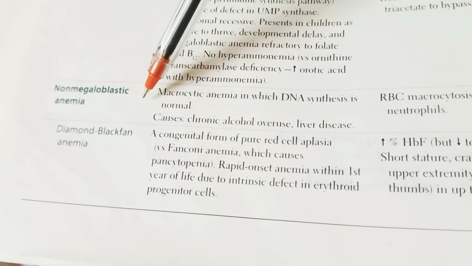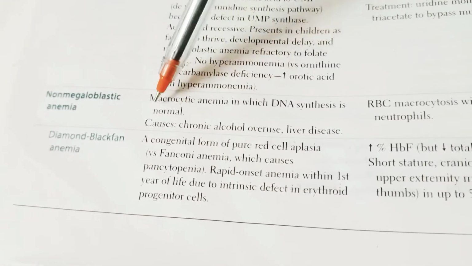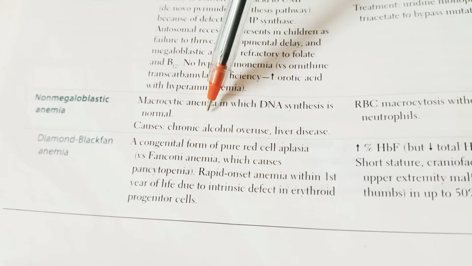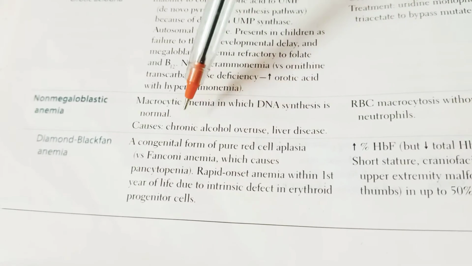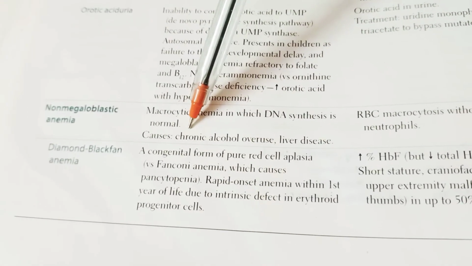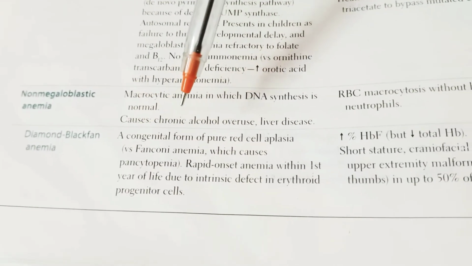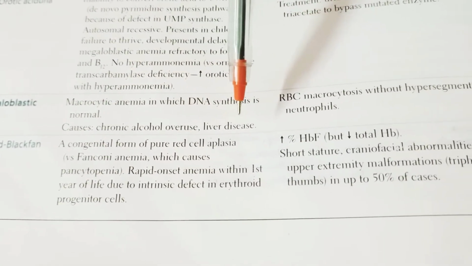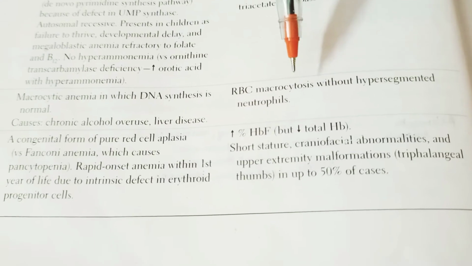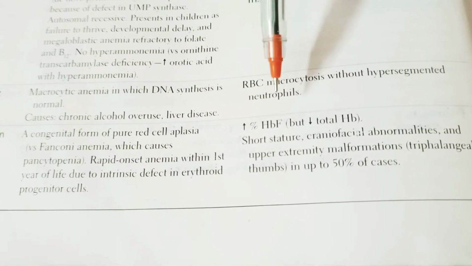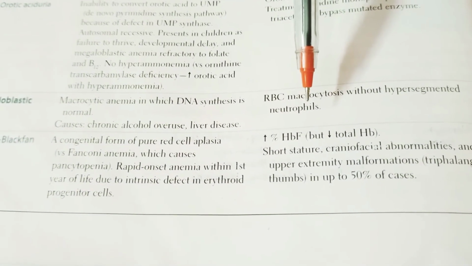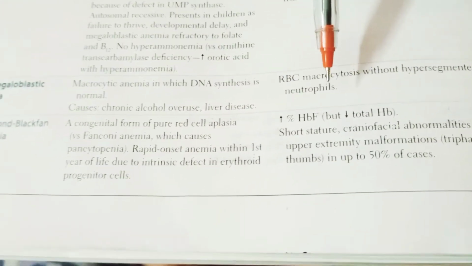Now coming to non-megaloblastic anemia. Here also there is macrocytic anemia, that is, the MCV is greater than 100. In this the DNA synthesis is normal. If you remember, in megaloblastic anemia the DNA synthesis is abnormal. Here the causes are chronic alcohol overuse and liver disease, and there is RBC macrocytosis without any hypersegmented neutrophils. If you remember, in megaloblastic anemia there are hypersegmented neutrophils.